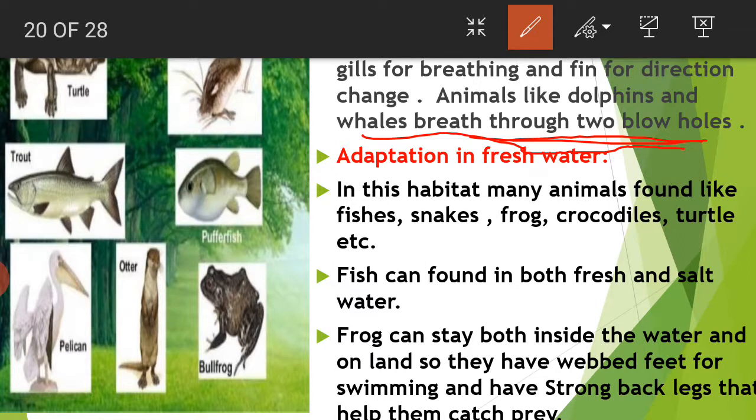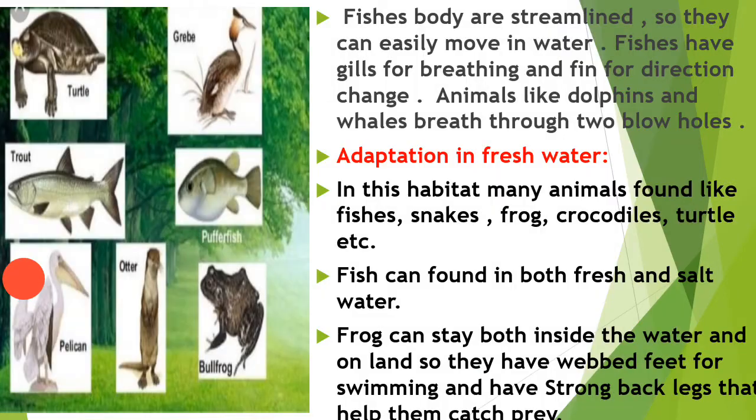Now see the adaptation in freshwater animals. In this habitat, many animals are found like fishes, snakes, frog, crocodiles, turtle, etc. Fish can be found in both fresh and salt water. And the adaptations found in fish that enable them to live in water, I have already discussed. They have a streamlined shape, they have scales on their body, they have fins, tail, gills, and all these features help fish to live successfully in water.